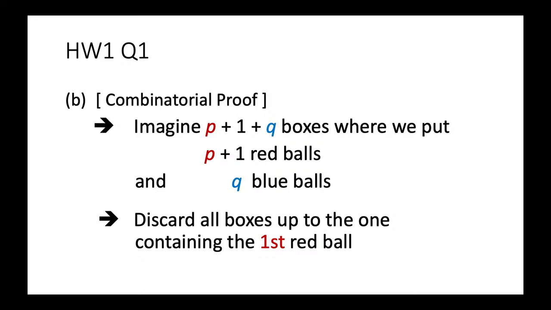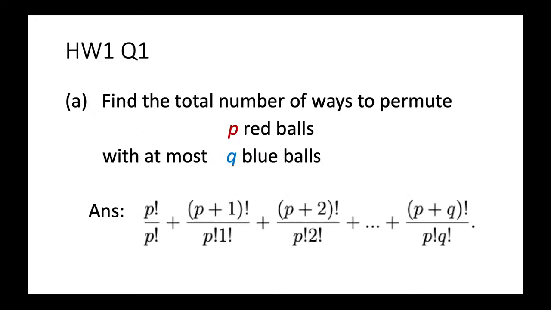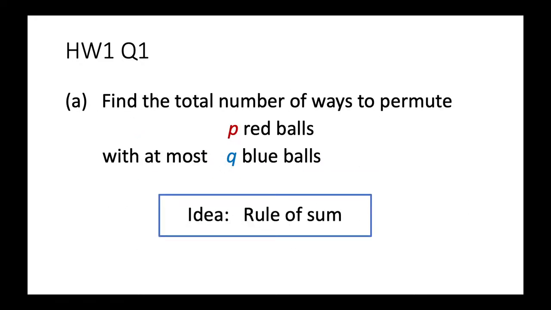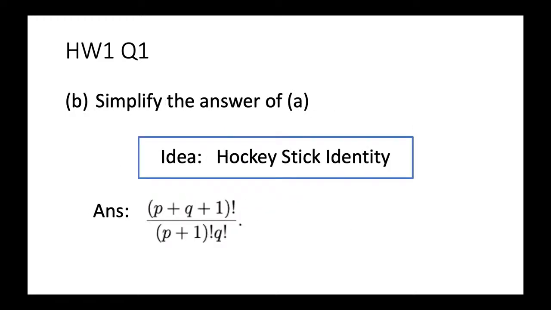So what I mean here is that the number of ways that we want to count in part A is exactly the number of ways to put these balls into the boxes in this particular scenario. So that's why we can directly compute the result of A here by using p plus q plus 1 choose p plus 1. Okay, so this is the answer of homework 1, Q1 part B.